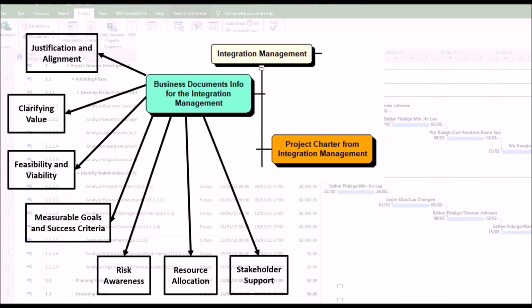7. Stakeholder support. Business documents provide a clear rationale for the project, which helps gain support from key stakeholders, including sponsors, executives, and team members. This ensures that everyone understands the project's purpose and benefits, fostering alignment and commitment.